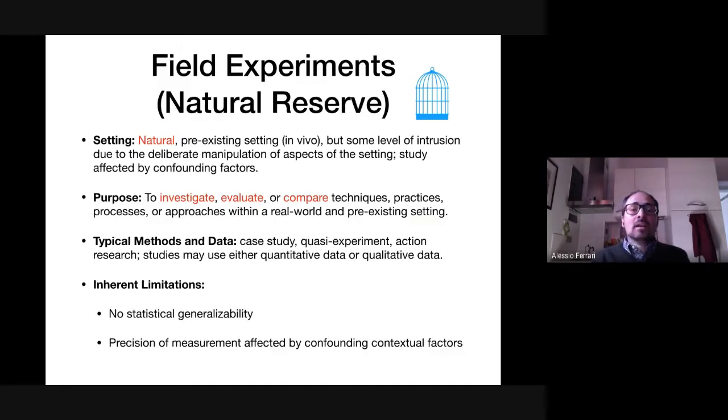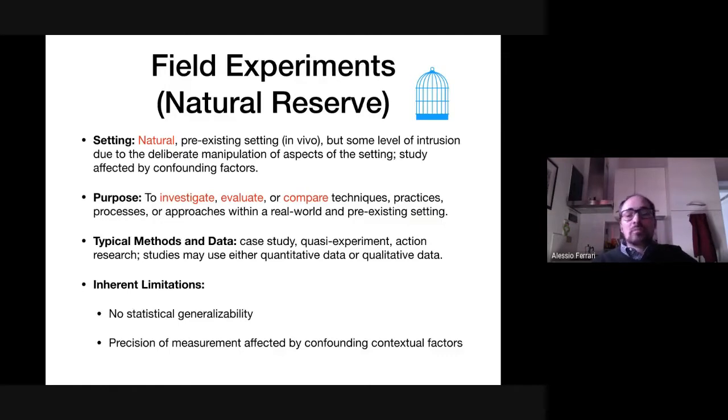Okay, the purpose can be to investigate, evaluate, compare techniques. So there may also be a level of exploratory analysis, but it is more advanced, of course, because in this case you want to transform that reality. In a field study, you study it, let's say you analyze it. In this case, you improve it, you transform it. Typical methods and data are case study, quasi-experiment, action research, and again, action research is a synonym for improving case study.